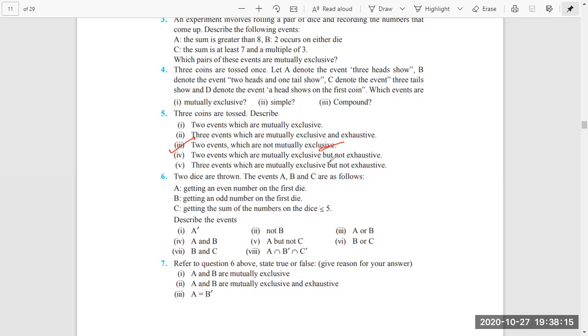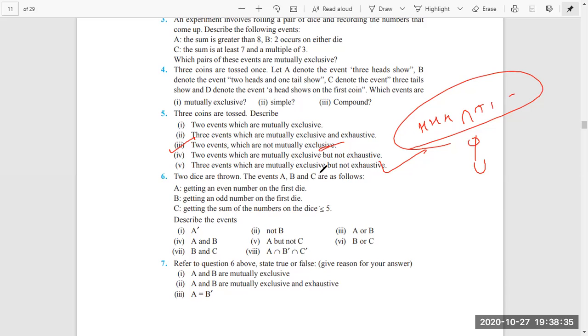Two events which are mutually exclusive but not exhaustive. As you said, mutually exclusive means the intersection is null, like head, head, head and tail, tail, tail, but the union is not exhaustive, right? So this is another example. This can also be easily done.